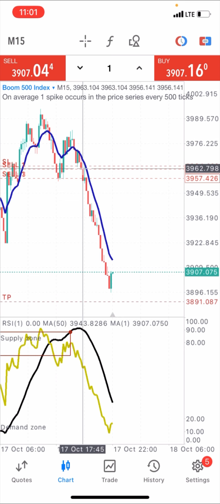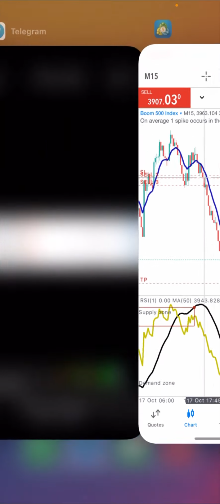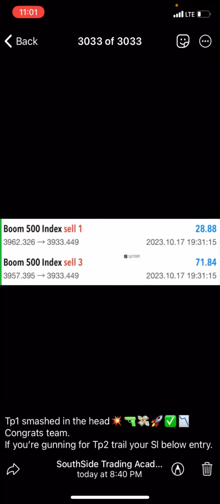Mind you guys, we've hit our first target on this trade. Let me just show you guys on the VIP group. You can see we already smashed TP1 in the head. I just said TP1 smashed in the head. Congrats team, we are going for TP2, which is the same trade we are still on right now.